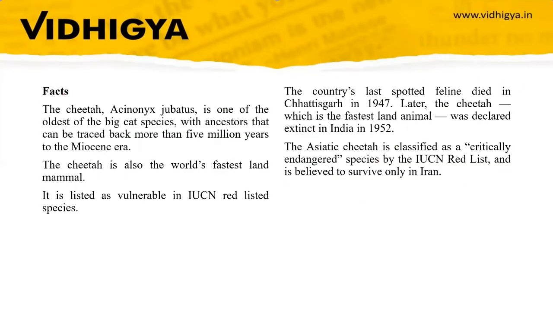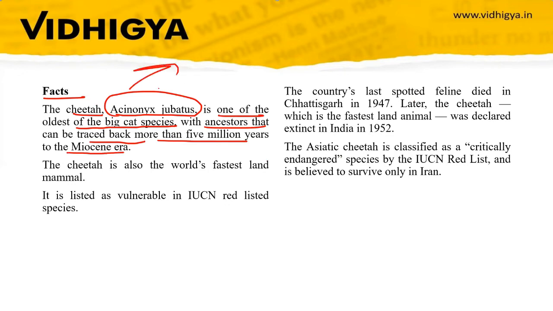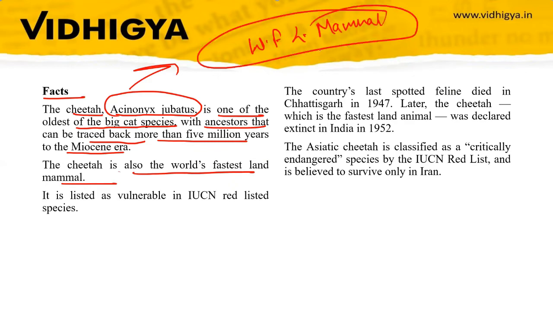Now, other facts related to the cheetah. The cheetah, also known as Acinonyx jubatus, that is the scientific name, is one of the oldest of the big cat species, with ancestors that can be traced back more than 5 million years to the Miocene era. So this is the scientific name that you have to remember. Also, one important fact is that the cheetah is the world's fastest land mammal. So you have to remember this.